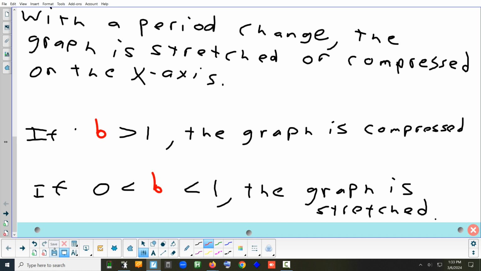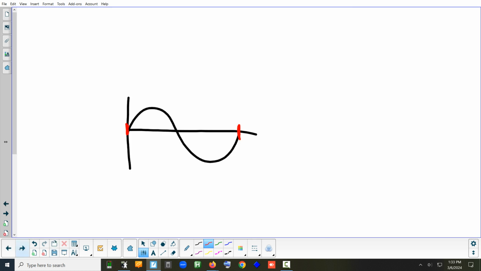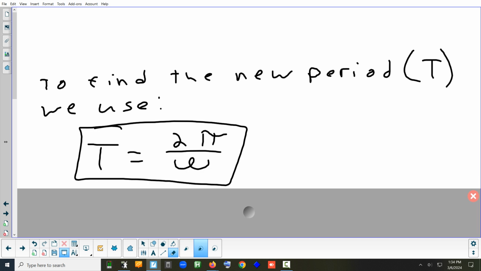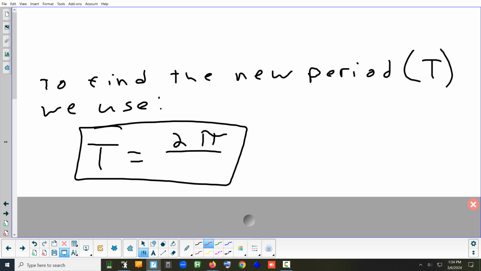Does everybody have those two things? So what happens if we want to figure out what the new period is? It used to be 2 pi. It's going to change. So there's a formula to figure out what the period is going to change to. You don't need to do a graph to figure it out. Okay, there are going to be some graphs later. But to use this formula, you don't need a graph.